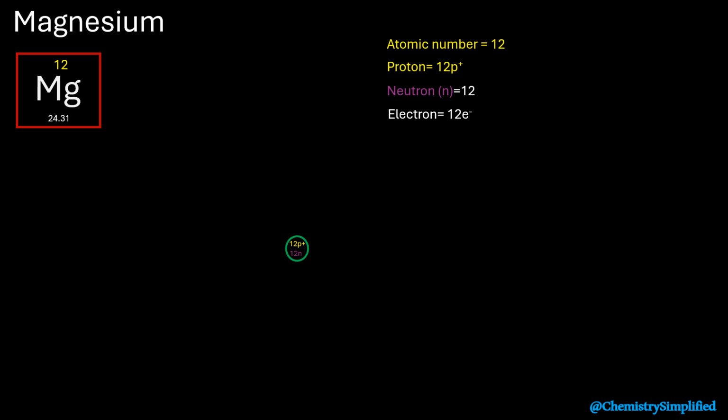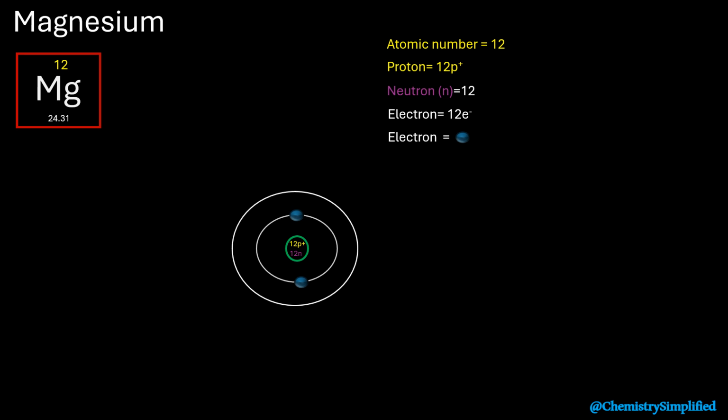There are 12 electrons as well because we have 12 protons. The first energy level, if you remember, can only have 2 electrons. So these are the first 2 electrons in the first energy level. The second energy level can hold a maximum number of 8 electrons.